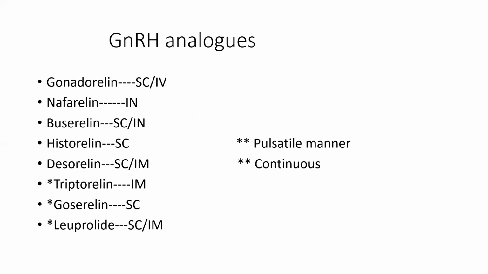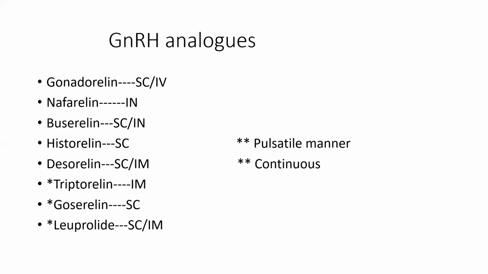Coming to the synthetic gonadotropin releasing hormone analogues. The gonadotropin releasing hormone is released from the hypothalamus and it has stimulating effects on the anterior pituitary to stimulate follicular stimulating hormone and luteinizing hormone. So, the gonadotropin releasing hormone analogues are gonadorelin, nafarelin, buserelin, histrelin, deslorelin, triptorelin, goserelin, and leuprolide. Gonadotropin releasing hormone is not released continuously. Its release is in a pulsatile manner.